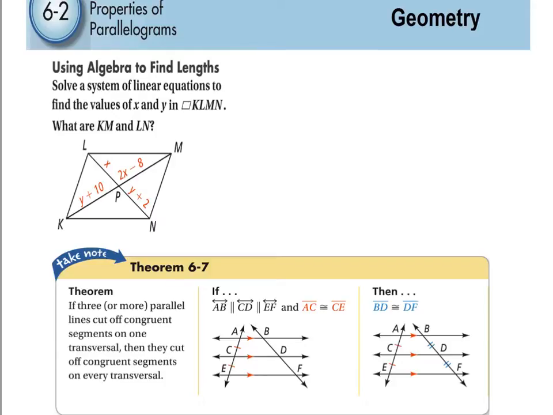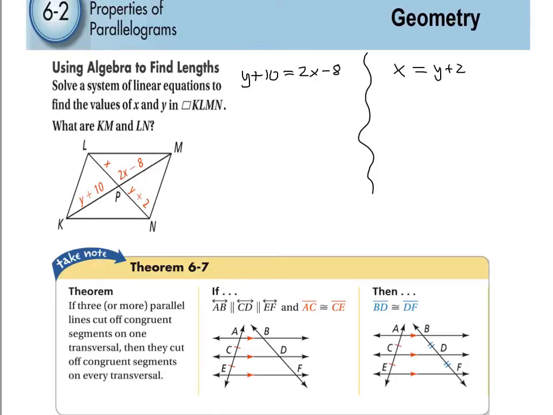We know that y plus 10 is going to equal 2x minus 8. We also know that x is going to equal y plus 2. Now, some of you may say, wait a second, Mr. Klein, I can't solve that because I have two variables. Well, this is going to take you back to Algebra 1 a little bit, solving a system of linear equations.